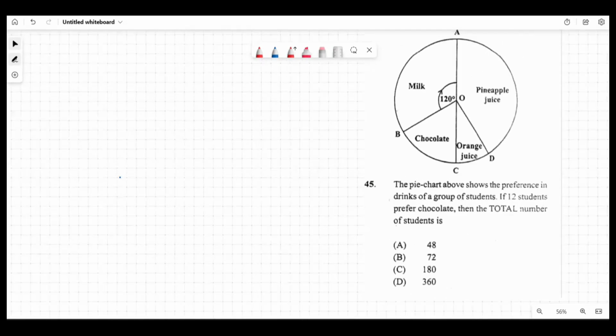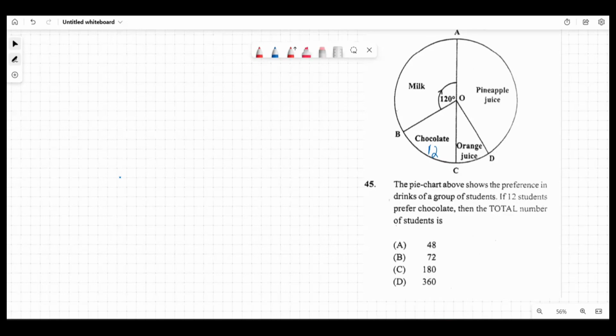So here's the idea. It says the pie chart above shows the preference in drinks of a group of students. If 12 students prefer chocolate, I'm going to label. Oh, we saw this question. We saw this. They switched around the thing, but it's still 12 with chocolate. I remember this now. So 12 students with the chocolates, right? They're saying tell the total.